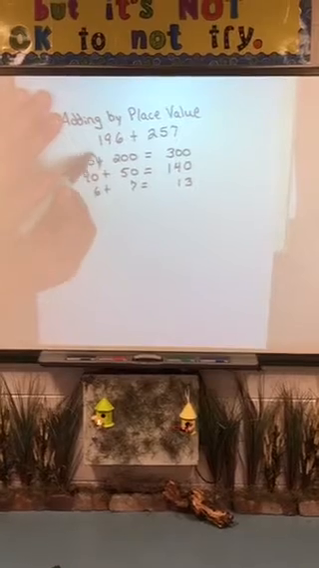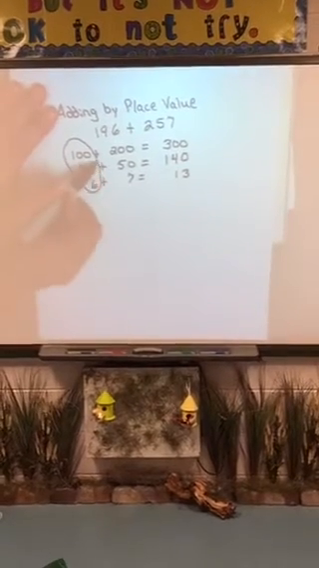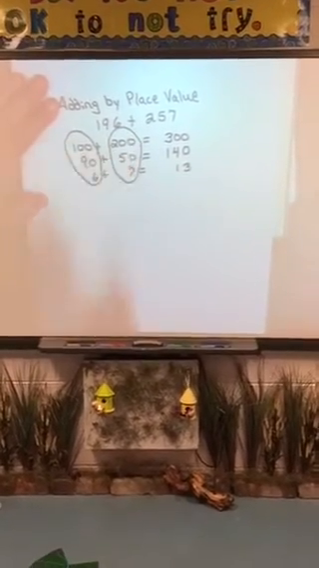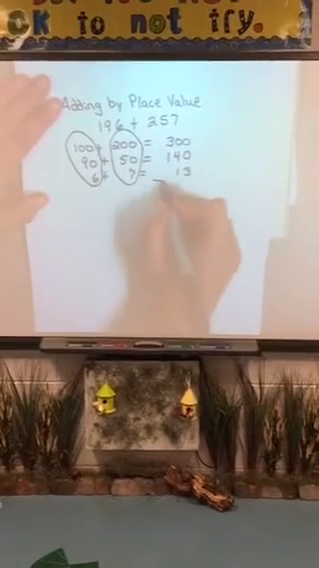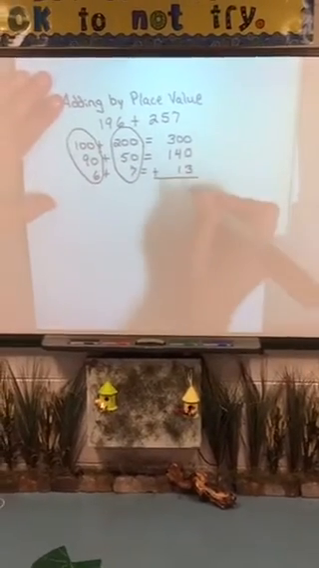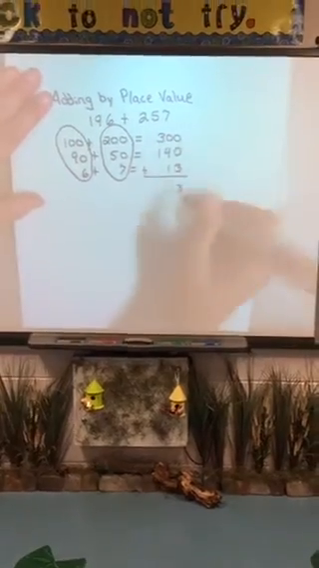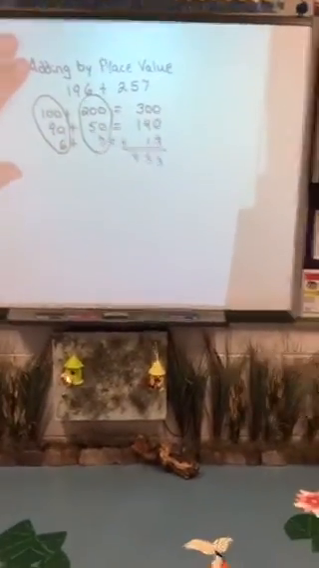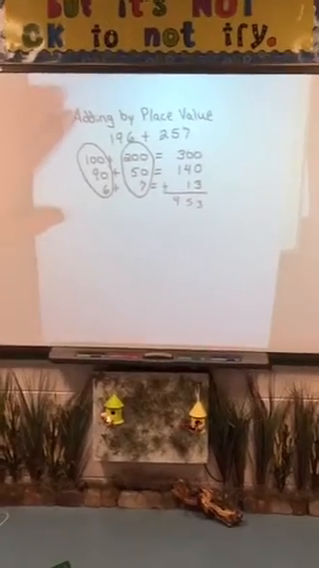You can see that I still added 196 and 257. So now I'm going to add up my individual place value sums. 3 ones, 5 tens, 4 hundreds. I still get a sum of 453.